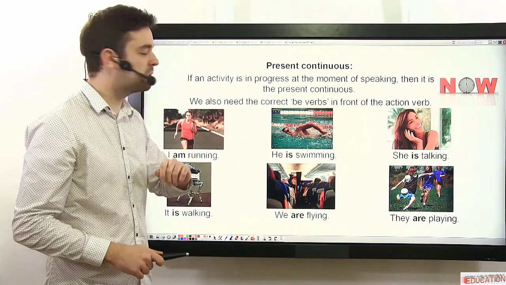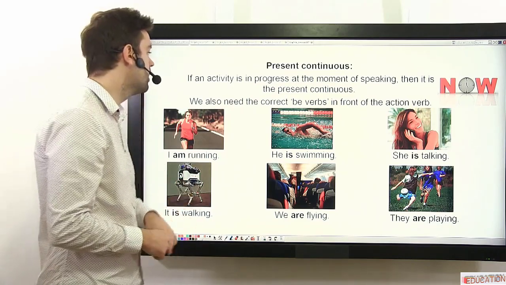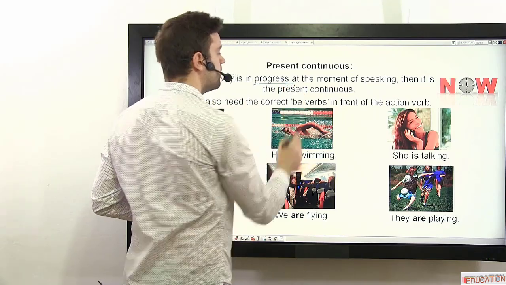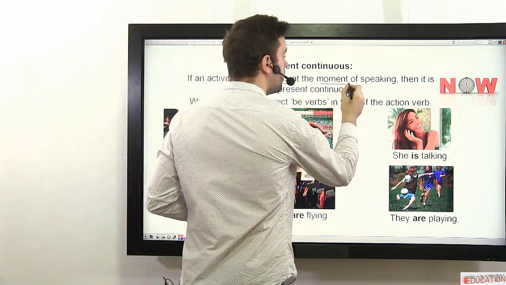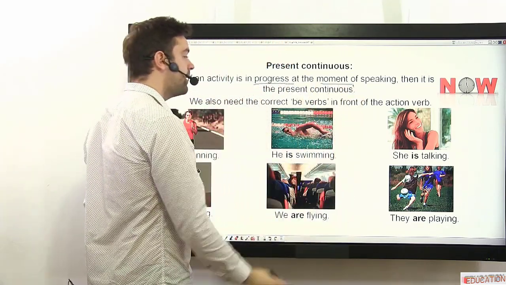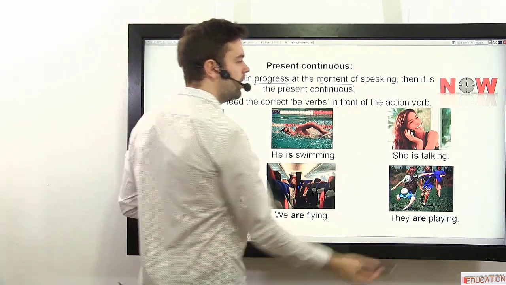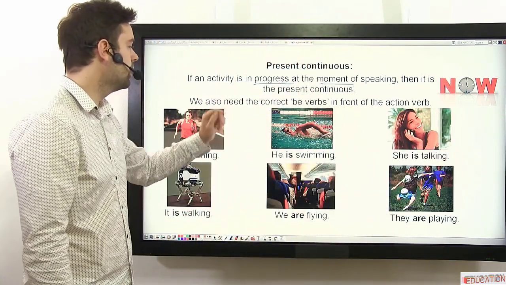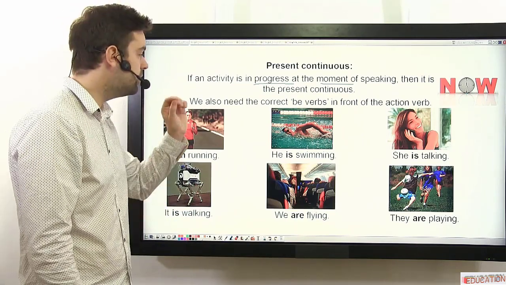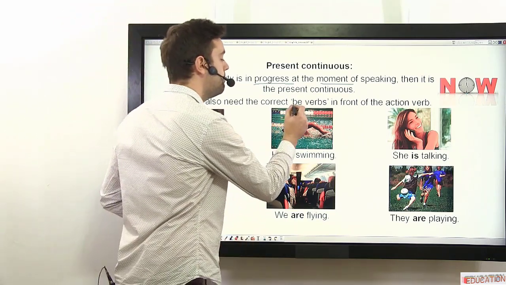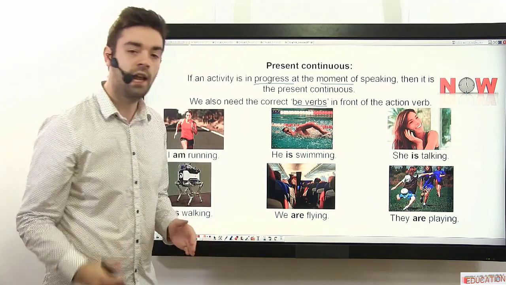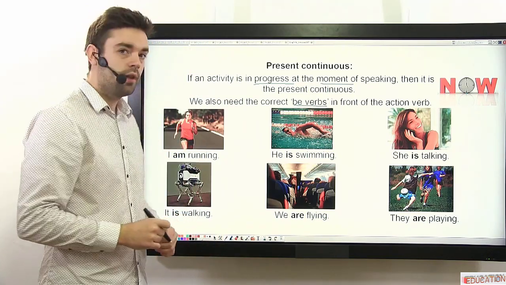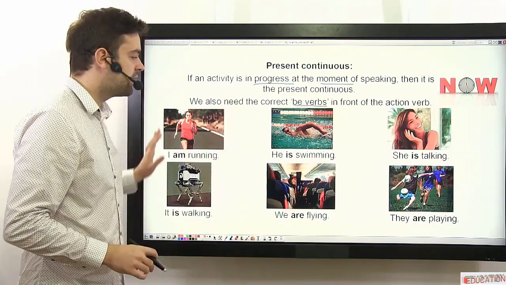So what makes it the present continuous? If an activity is in progress at the moment of speaking, then it is the present continuous. If it's happening now, we also need to make sure we use the correct be verbs in front of the action verb. So, let's take a look at some examples.